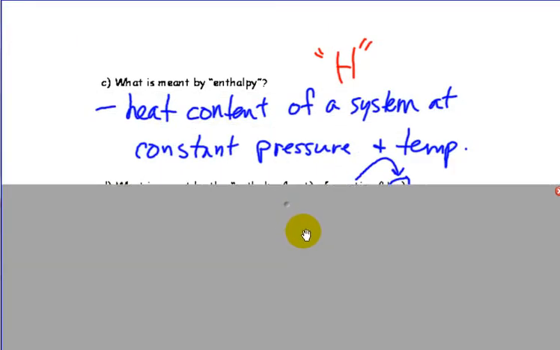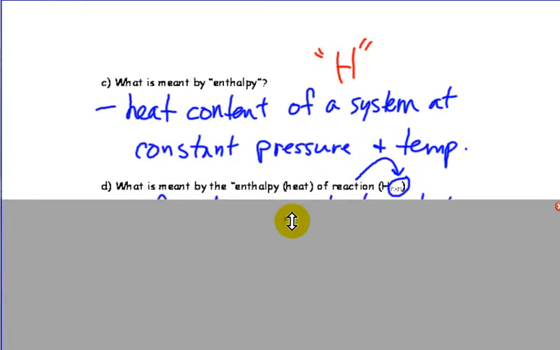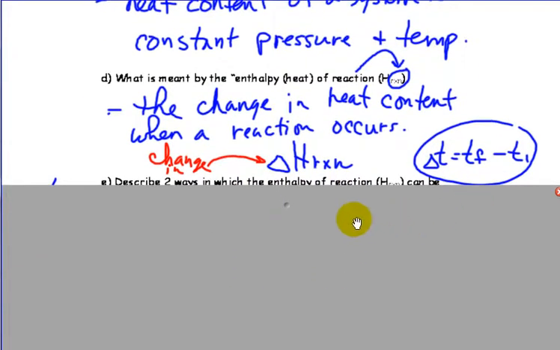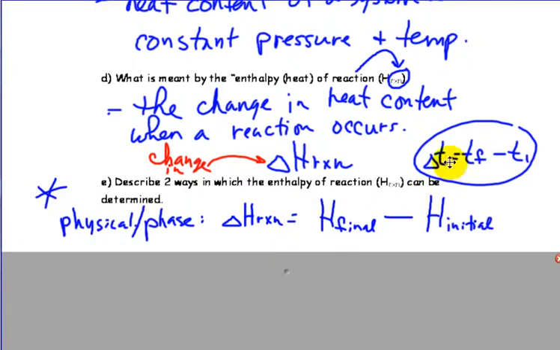Enthalpy is basically the heat content of a system at constant temperature and pressure. It's given the symbol H, so you can think of it as heat. And enthalpy of a reaction, RXN is short for reaction here, is the change in heat content when some reaction occurs, whether it's a chemical reaction or a phase change. And we can get an idea of heat content by looking at changes in temperature and relating it to how much substance we have and what the substance in fact is.